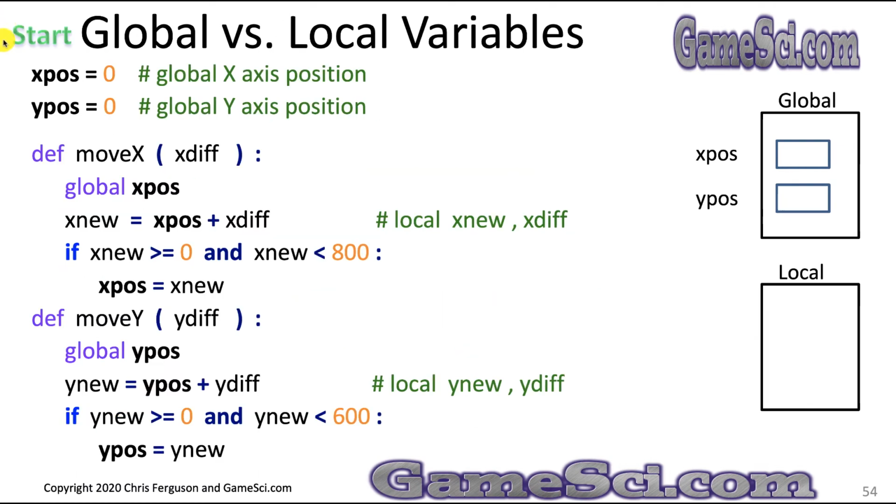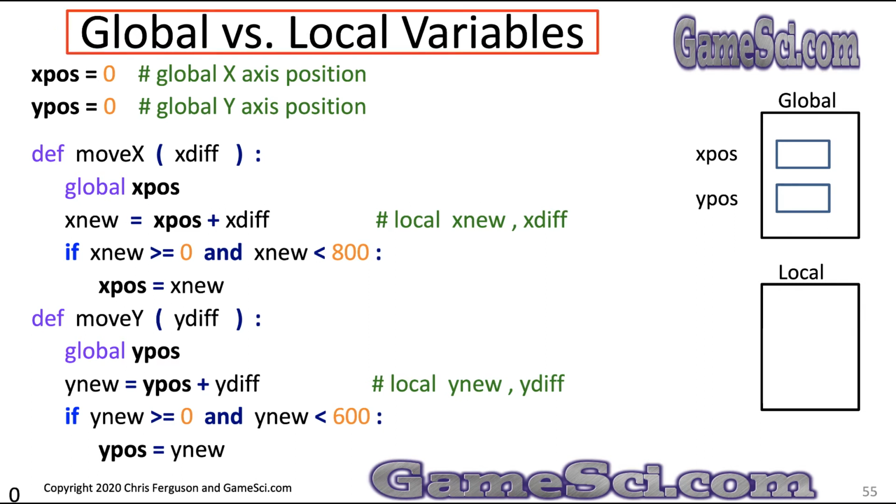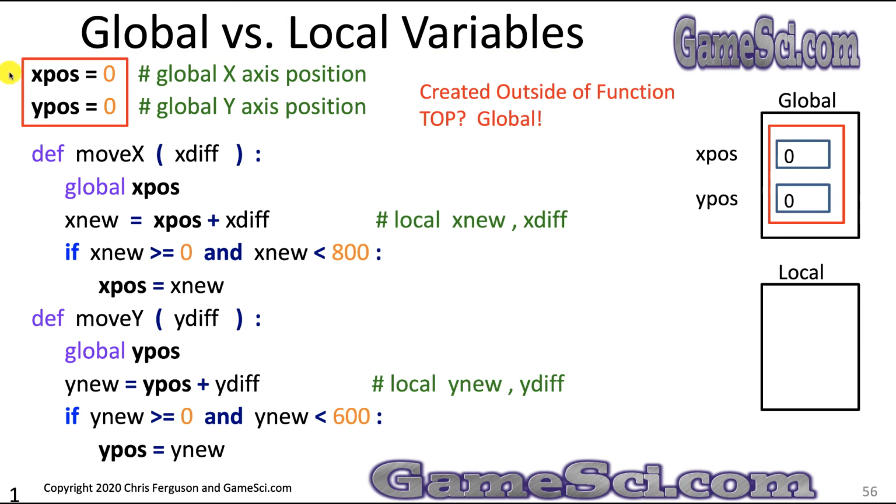Next up, global versus local. We've talked about these before. We have global variables and we have local variables, and there are differences between the two. Let's do a slide that explains the differences as it happens with functions. Global variables are the ones that are created outside of a function, and local variables are the ones that are created inside a function. X position equals 0, Y position equals 0.